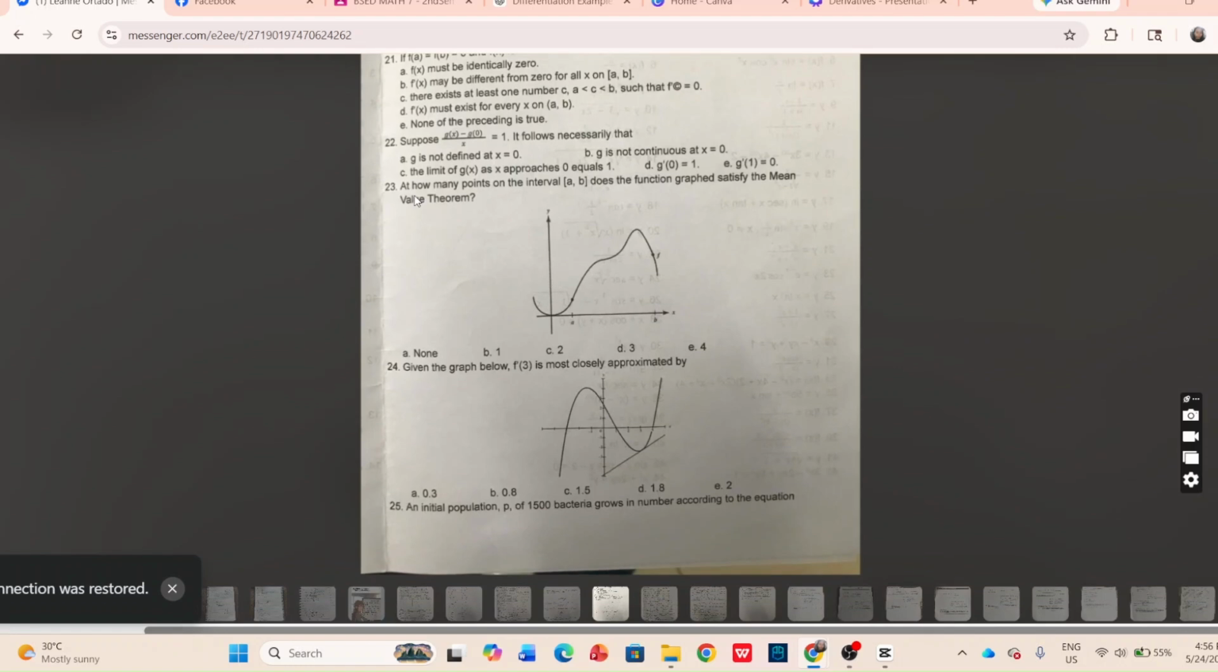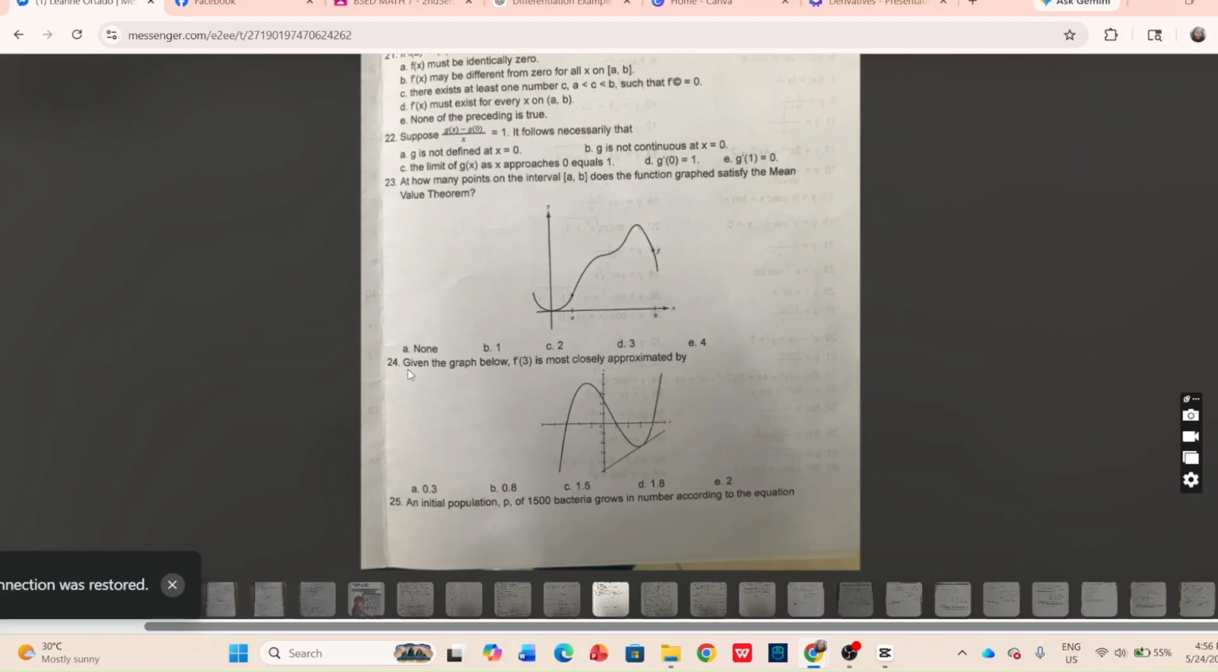Number 23. At how many points on the interval a and b does the function graph satisfy the mean value theorem? So the mean value theorem points is what we are going to talk about here. The graph appears to have 3 tangents parallel to the secant line, meaning to say the correct answer for number 23 is letter D, 3 tangents parallel to the secant line.